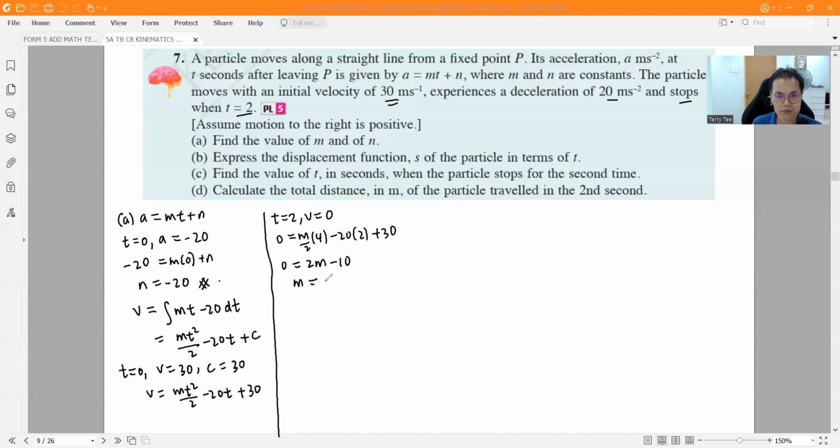So m is 10 divided by 2. Can I just write 5? 10 divided by 2, m is 5. So I've got my m, I've got my n. All right.